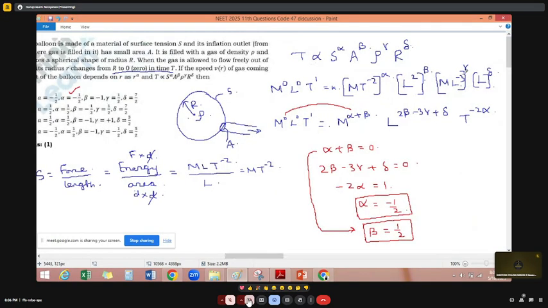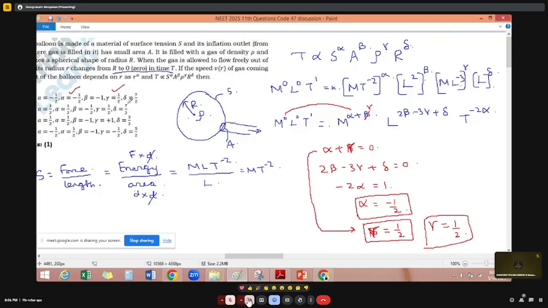Yeah, I think I made a mistake here. It's not beta, it is gamma, this one. So that means this is actually gamma. So that means this is also gamma. I can write it one more time. So gamma is equal to 1 by 2. So gamma is equal to 1 by 2. Yes, this is coming correctly.